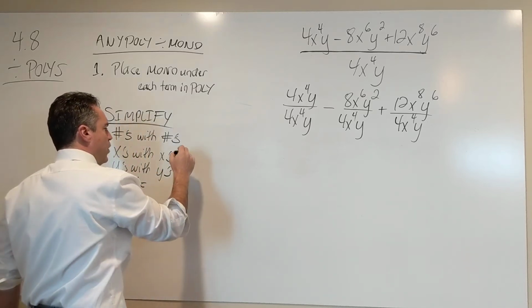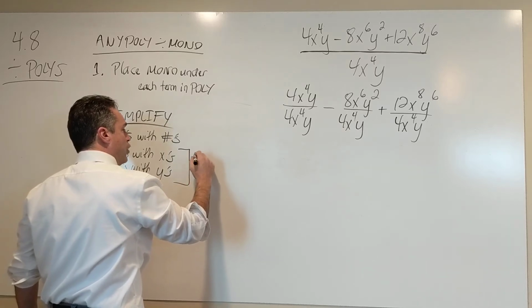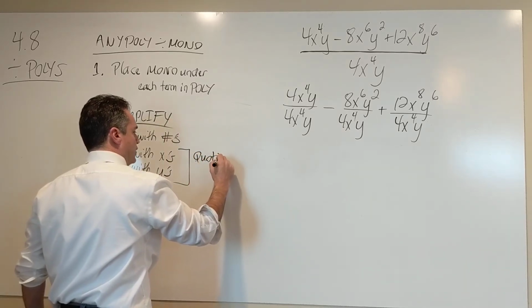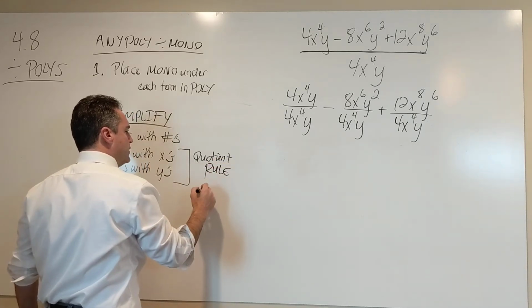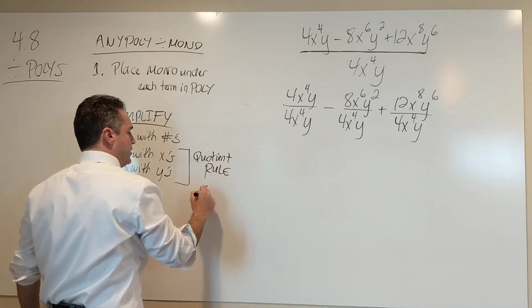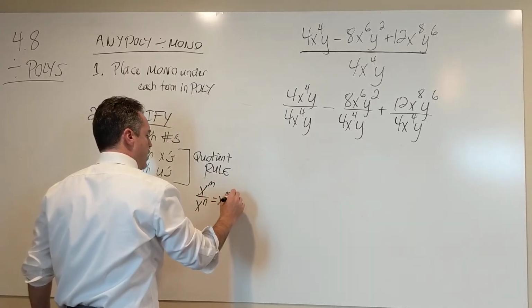Now, one of the things that you want to do with these variables is you want to remember what we call the quotient rule in our laws of exponents, the quotient rule. If you remember that, it's, if I have x to the m over x to the n, that equals x to the m minus n.